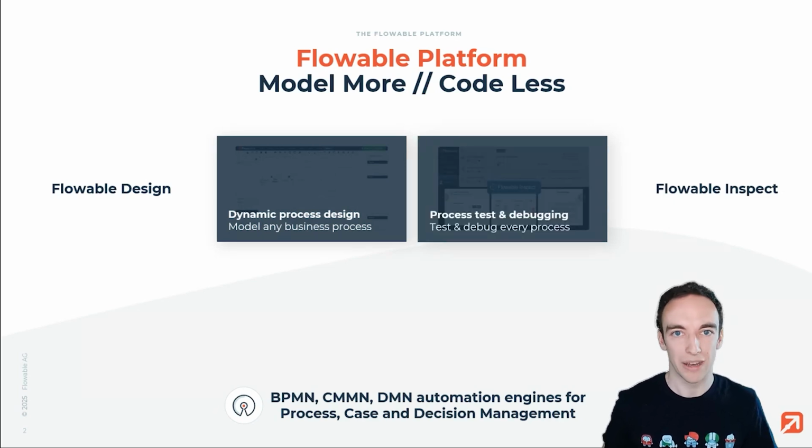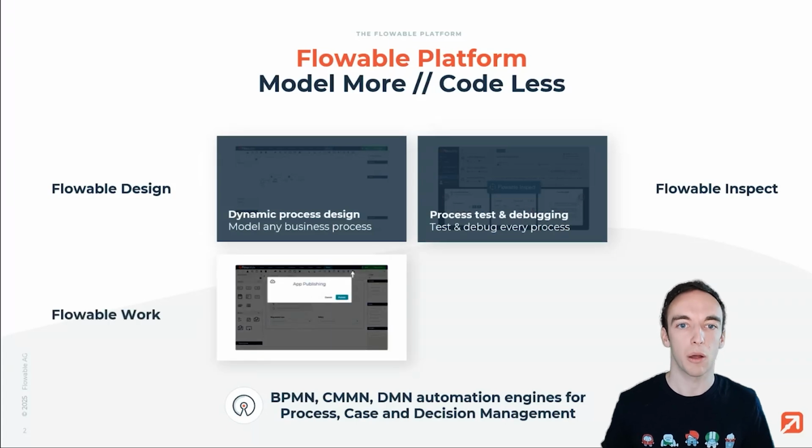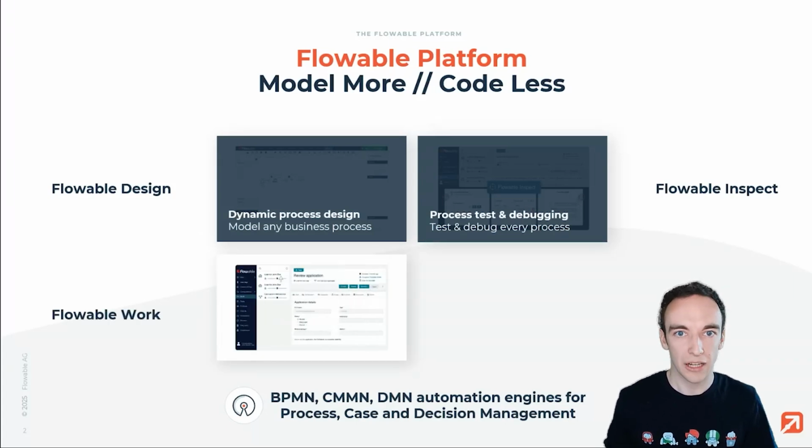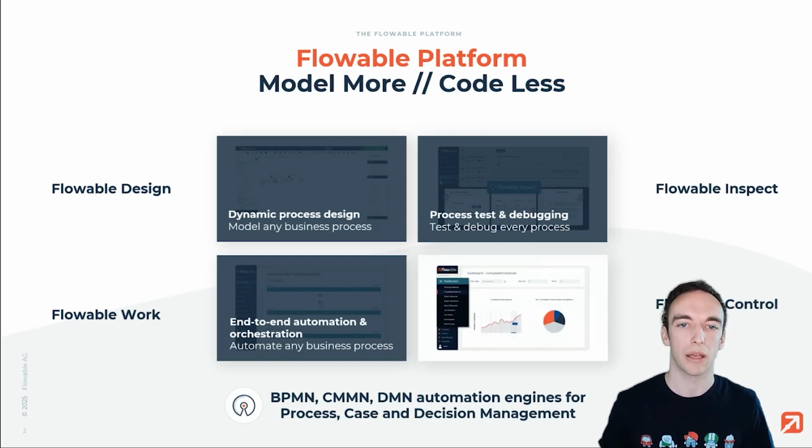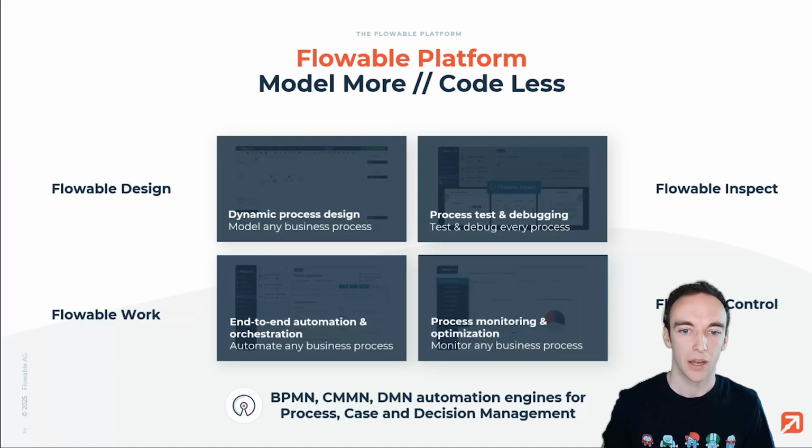And when everything works as expected, we of course want to put it into production and actually execute and interact with those workflows. And for that, we have Flowable Work, our workflow engine. If a lot of workflows are running on the Flowable platform, we want to keep an overview of everything that's going on. And for that, we have Flowable Control, our technical administrator cockpit that summarizes everything that's going on in Flowable.